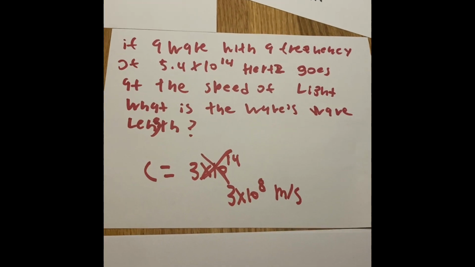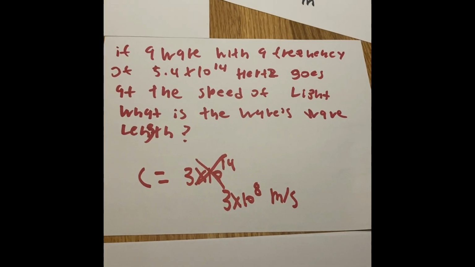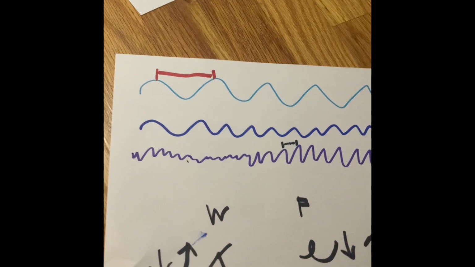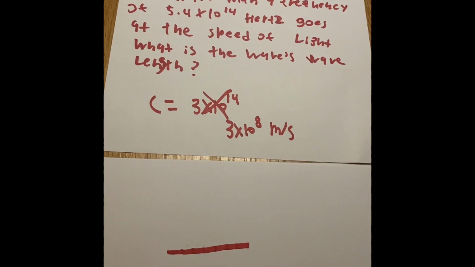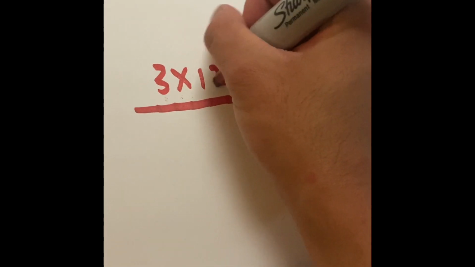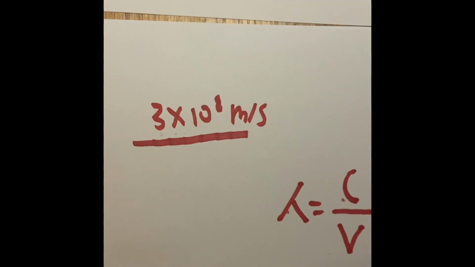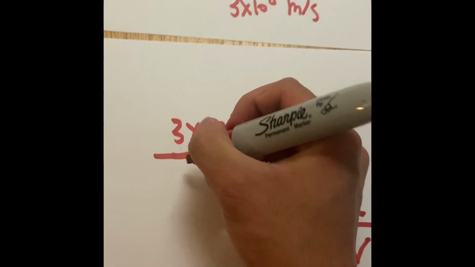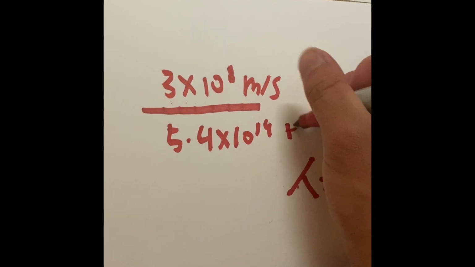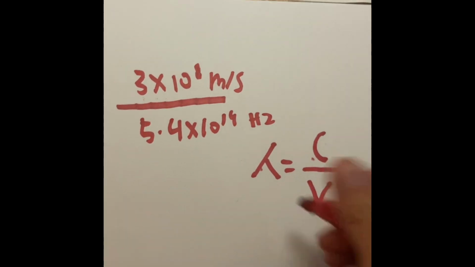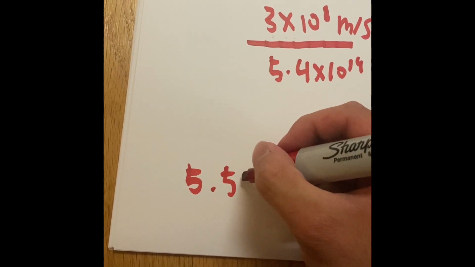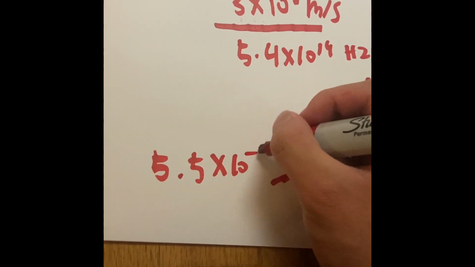So we know that the frequency of the wave is 5.4 times 10 to the 14 hertz. That's how many waves are passing in a given amount of time at the speed of light. We already know the speed of light is this, and that is going to represent our c. Our frequency is this, and that is in hertz. And when you solve that, our wavelength is 5.5 times 10 to the power of negative 7 meters.